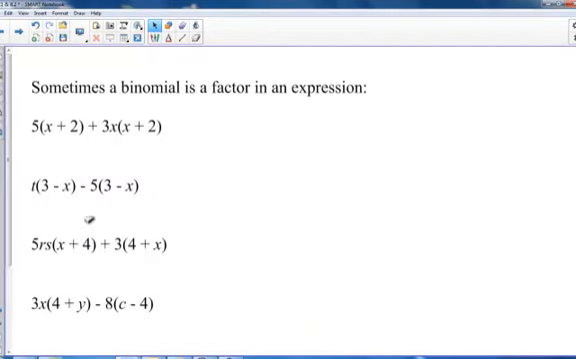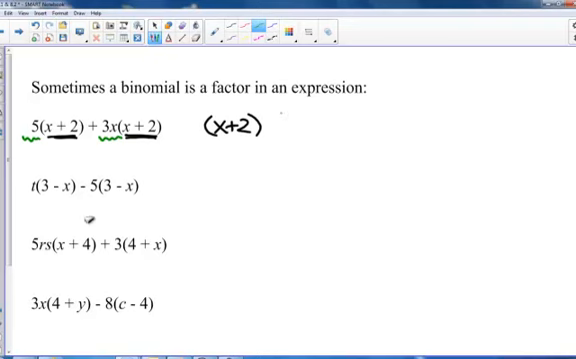All right, in this situation, we're going to factor with this grouping. So do you see how this has an x plus 2 and this has an x plus 2? I'm going to take that x plus 2 out front, and then I'm going to be left with 5 plus 3x.